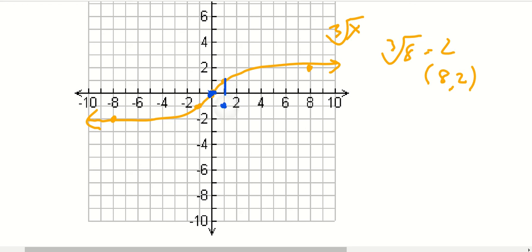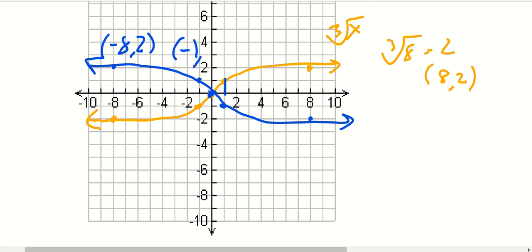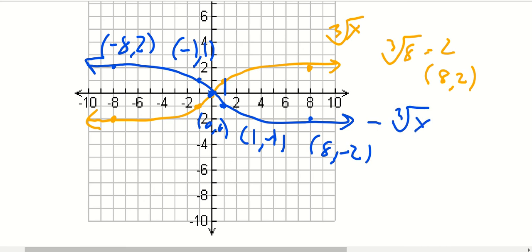This point here is going to get reflected down to here. This point's going to get reflected down to there. This point gets reflected up, and this point also gets reflected up. If we go ahead and connect the dots, maintaining the overall shape, we can see how that transformation works. We now have a point at -8, 2, at -1, 1, 0, 0 is still there. We have a point at 1, -1, and a point at 8, -2. So by multiplying on the outside by a negative, we obtain the graph of the negative cube root of x. It's simply the reflection of the parent graph across the x-axis.